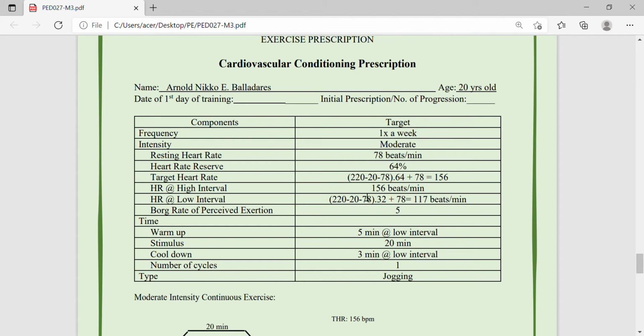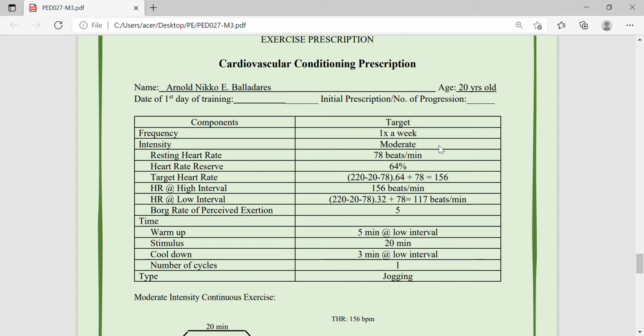So in the second column, the target will showcase our goals or the target for each component. The frequency of this exercise would be once a week, since the client's cardiovascular condition, basing from his step test, the interpretation is average, indicating less cardiovascular conditioning exercise. The intensity would be moderate, assuming his condition and my client's approval over our discussion.